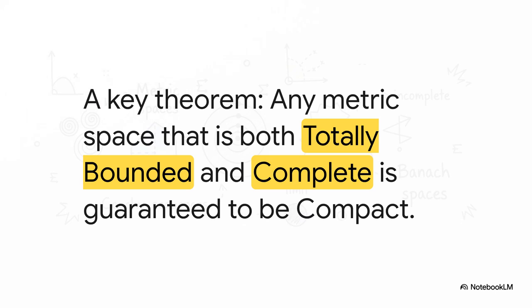And here it is. This is a beautiful, incredibly useful theorem right from the text. It says that if a metric space has two key properties, it's guaranteed to be compact. What are they? The first is being totally bounded, which just means you can cover the whole space with a finite number of small regions. And the second? You guessed it, it has to be complete. You put those two together and bam, you get compactness. This is a really big deal in analysis.